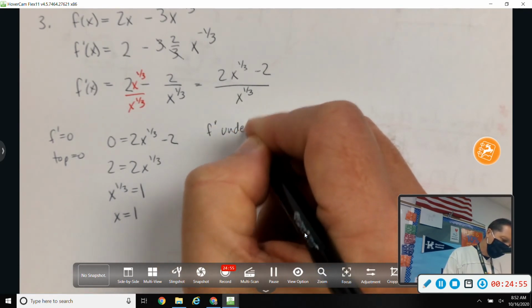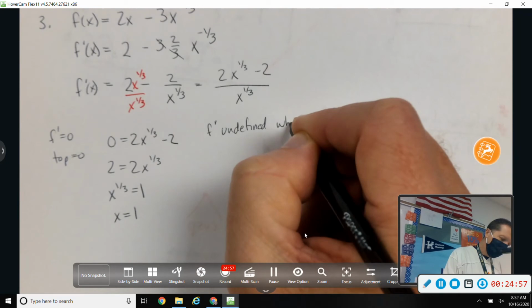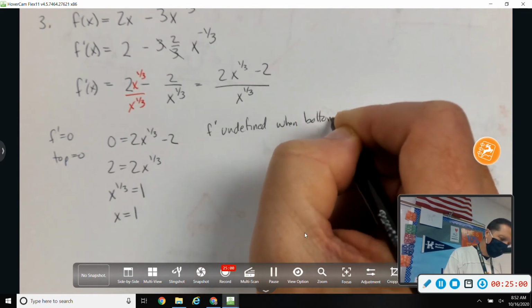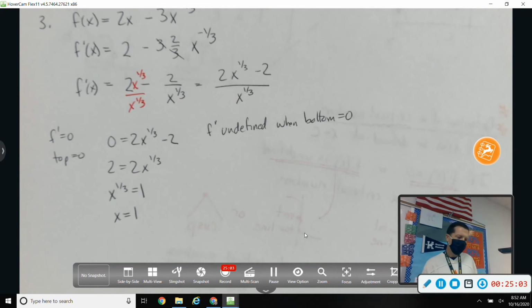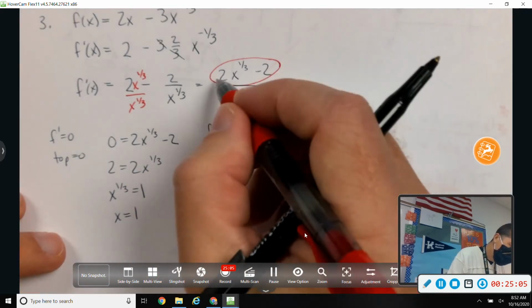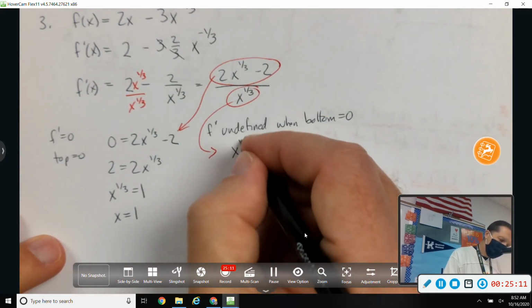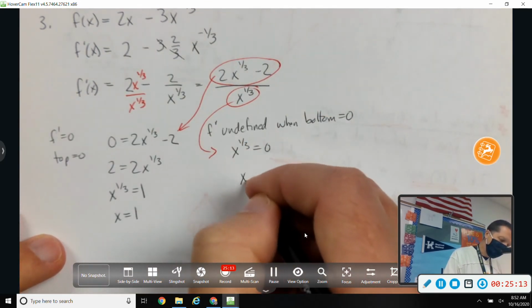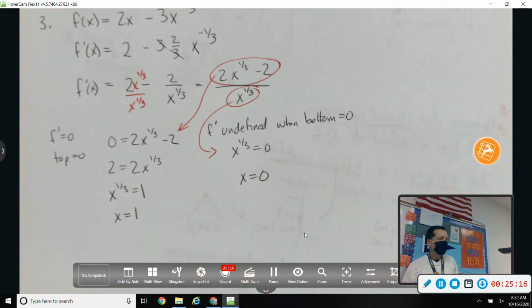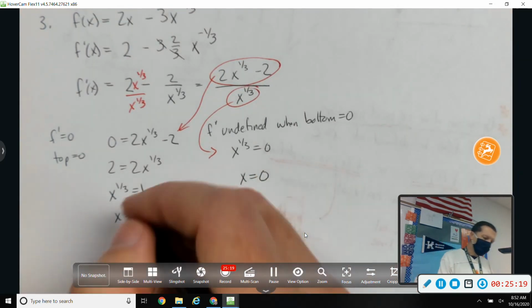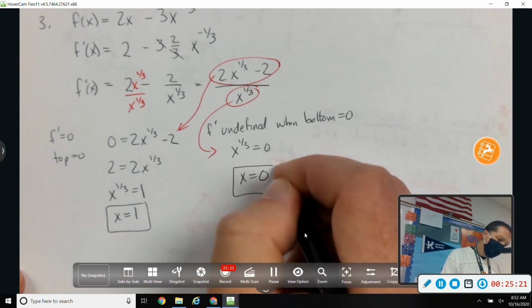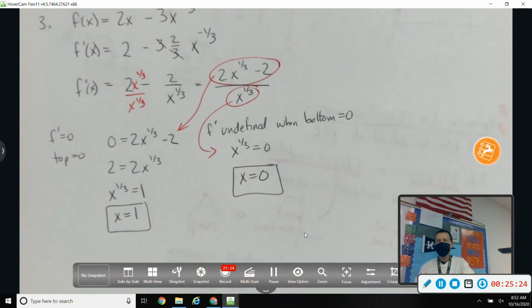f prime is undefined when the bottom equals 0, because we can't divide by 0. So that would just be if x equals 0. So two critical numbers, one from derivative equals 0, one from derivative undefined. So you always got to look for both, is what all of these examples are trying to show. Set it equal to 0, but also think about if it's undefined.